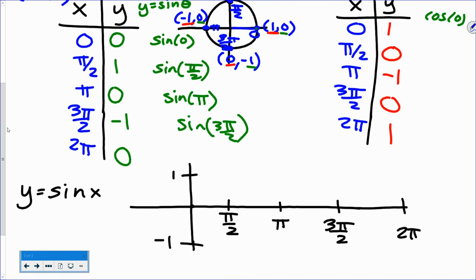All right, so I've got the point 0, 0. I've got the point pi over 2 is at 1. Pi is at 0. 3 pi over 2 is negative 1. And then 0.